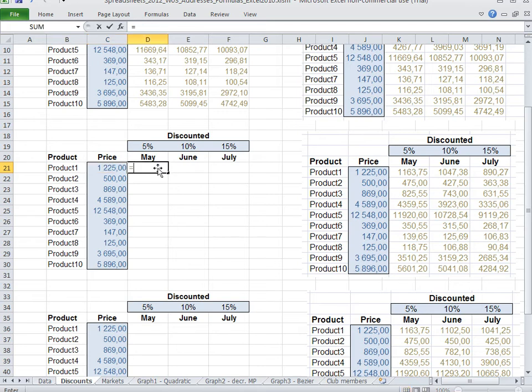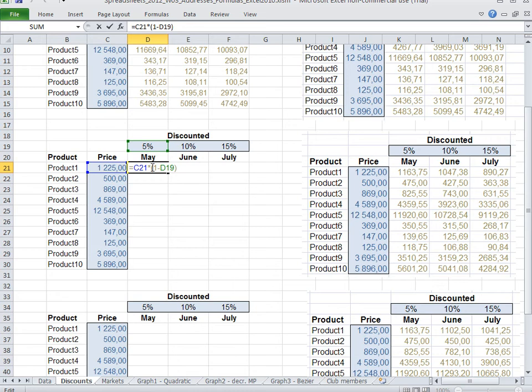It's equals C21 times parentheses 1 minus D19, or the initial product is discounted by 5%. We now want to think what to do with the blue cell. So the blue cell will have to move up and down, because when we copy the formula up and down, it should take the next product's price and the next product's price and so forth.